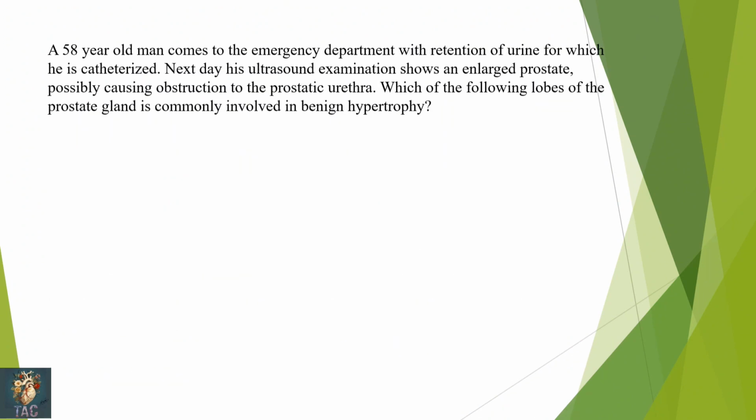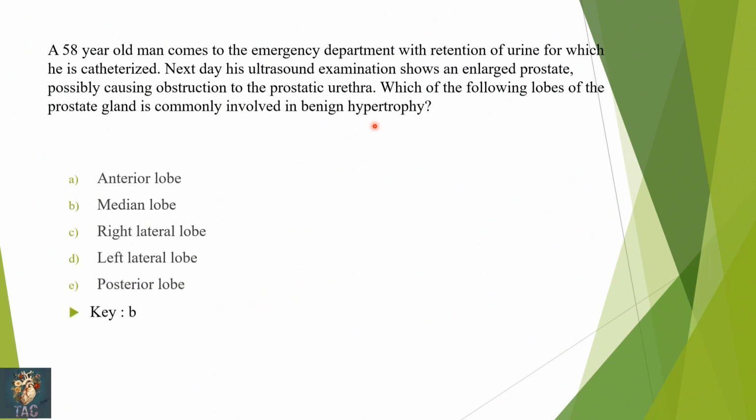Next, a 58-year-old man comes to the emergency department with retention of urine, for which he is catheterized. Next day, his ultrasound examination shows an enlarged prostate, possibly causing obstruction in the prostatic urethra. Which of the following lobes of the prostate gland is commonly involved in benign hypertrophy?